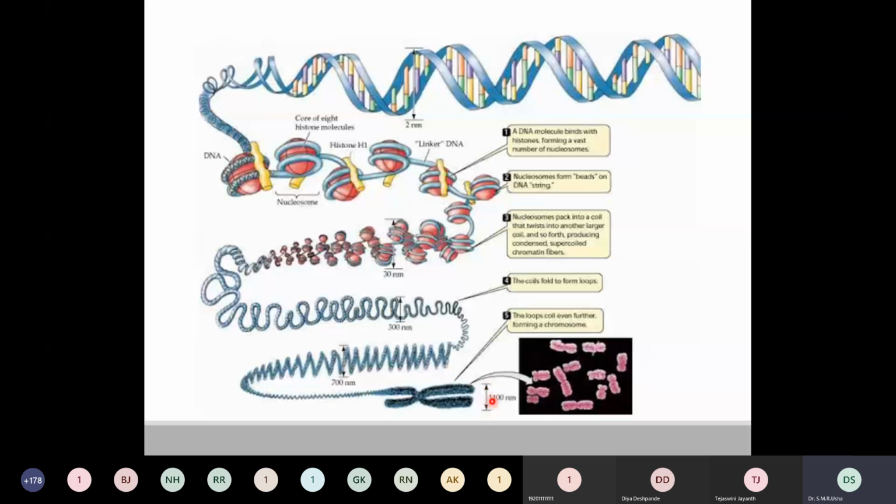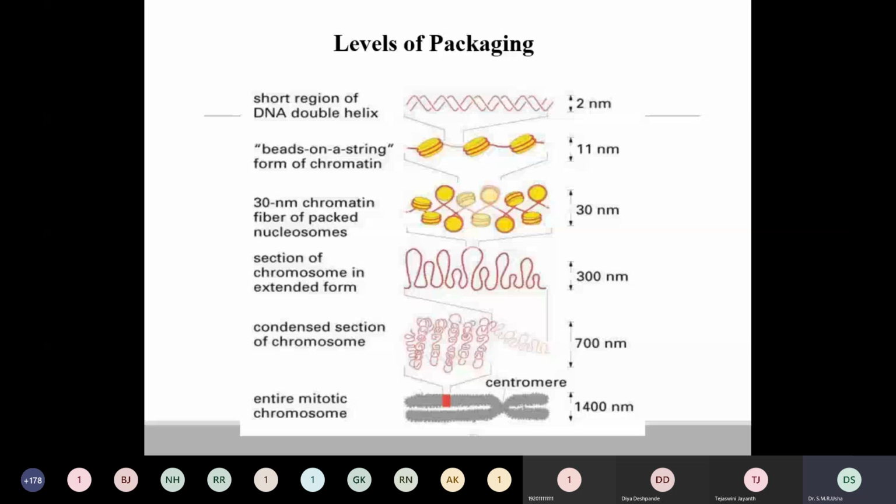This is only for understanding. You can see the next picture. This is very easy for you to know. This naked DNA, 2 nanometers, beads on a string, 7-fold compression, then 30 nanometers, which is 100-fold compression, condensed mitotic chromosome, ultimately 8000 to 10,000-fold compaction.